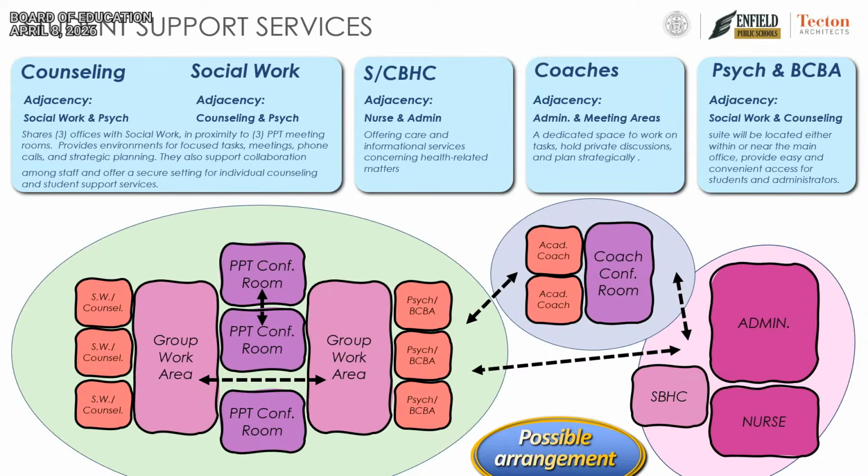I won't read the top, but looking at the adjacency relationships and then the shared space in the middle, so that they can have breakouts, workrooms, and meetings, but they're all related to one another. Starting on the left side with the green, when you look at academic coaches, academic coach conference rooms, and support facilities, those can have a relationship. And then ultimately, all of these need to have a relationship to the central administrative suite with the nurse and school-based health center.